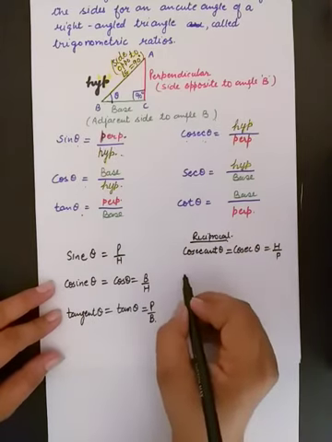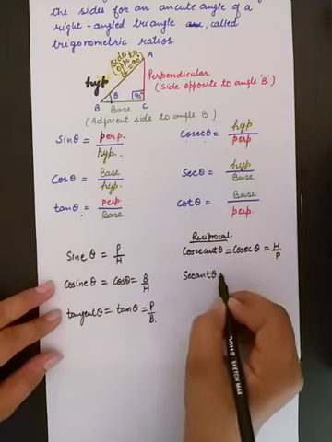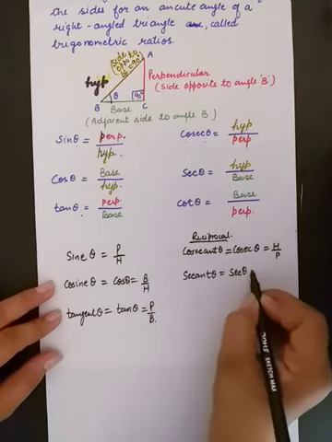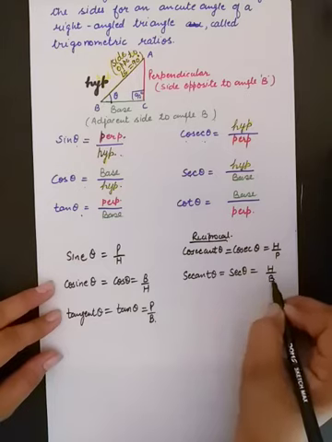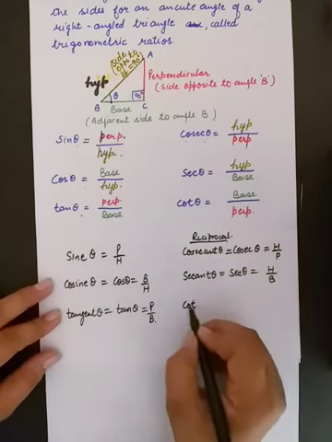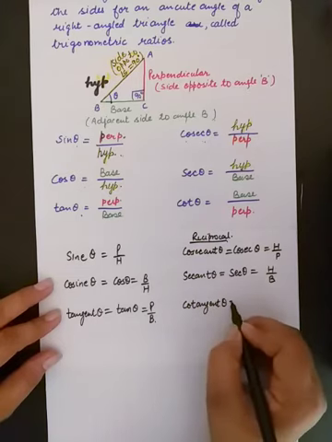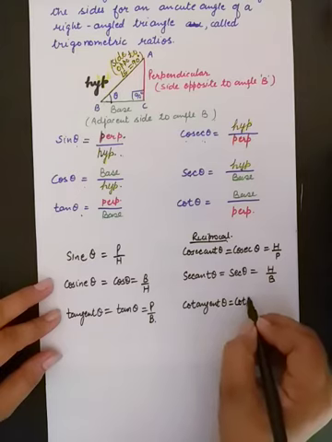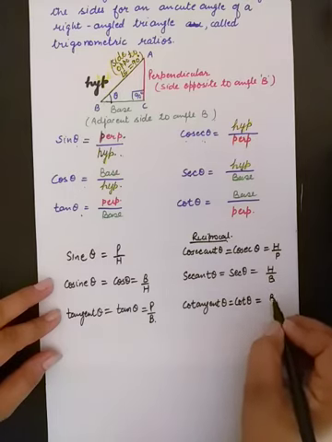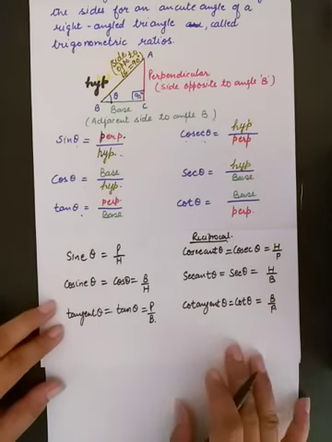And the reciprocal of cos theta is secant theta, and in short form it is written as sec theta, and it is hypotenuse by base. Similarly, the reciprocal of tangent theta is cotangent theta, and in short form it is written as cot theta, so base by perpendicular. Now the question is how to remember these t ratios.